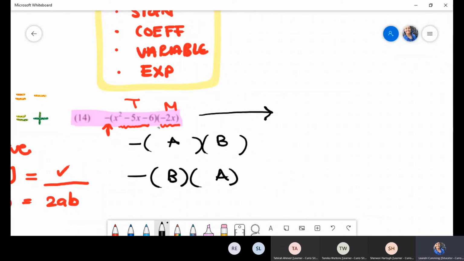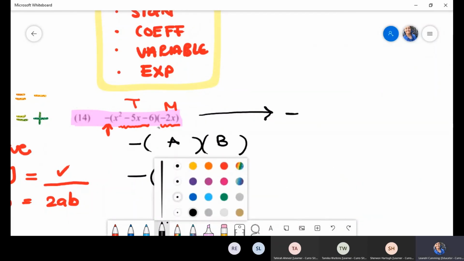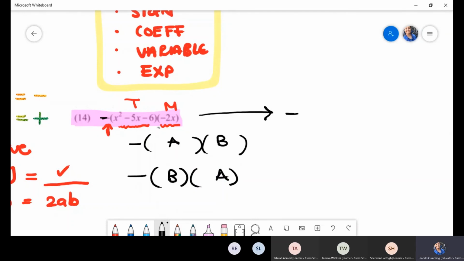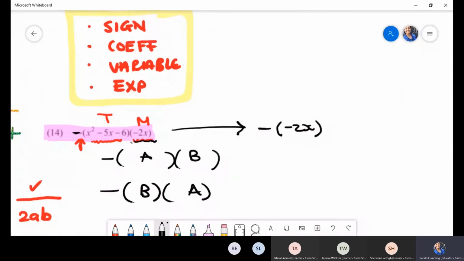I'm going to keep that negative. That negative needs to stay here. But what I'm going to do is I'm going to put my monomial first. And my monomial stays as it is. It's a negative 2x. And then I'm going to scoot the trinomial next to the monomial. And then it's going to look like something a tad simpler than what it looked like before. But what I may do in this case is I may sort this out.